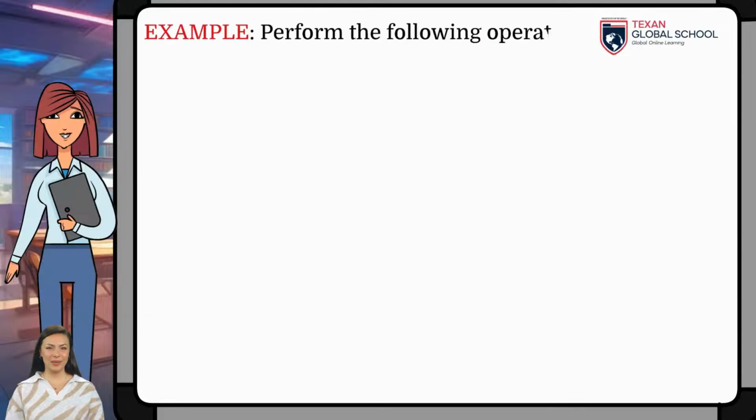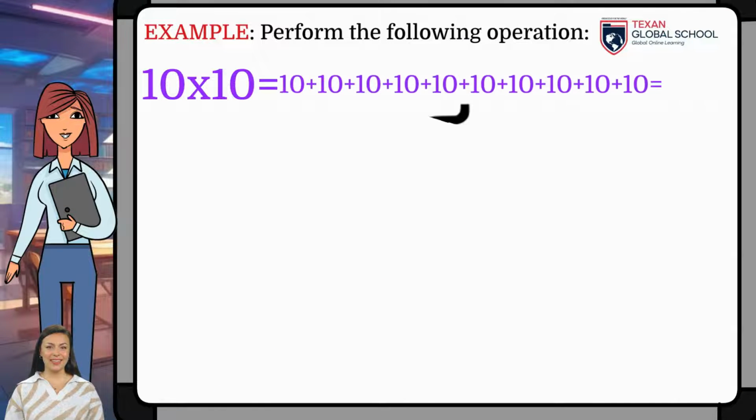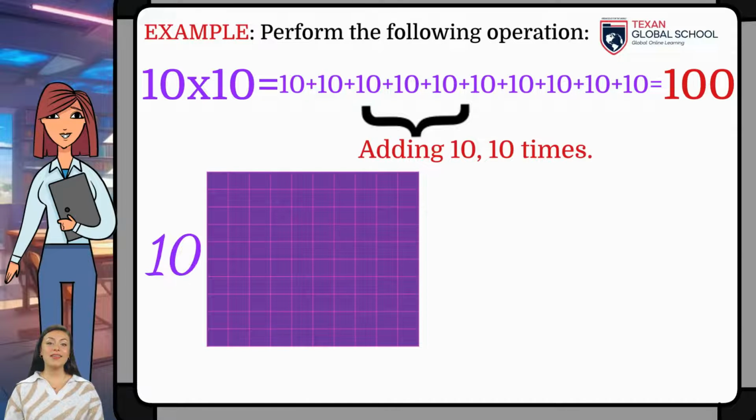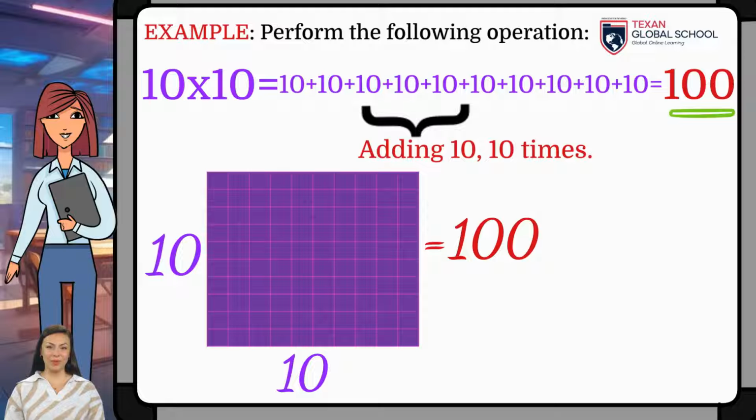Finally, multiply 10 by 10. So we add 10 ten times. Therefore, 10 times 10 is 100. The model represents 10 rows by 10 columns. So we have 100 ones. Thus, we conclude that 10 times 10 is 100.